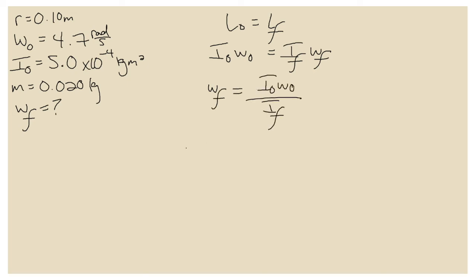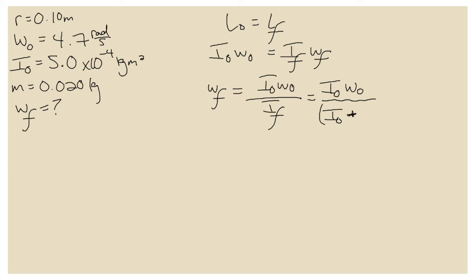Okay. Now we're ready to plug in. But first, we have to change around the equation a little bit. Now, the initial rotational inertia is just that of the record, so we're good. And the initial angular velocity is just that of the record, so we're good. But the final rotational inertia is going to get contributions from both the record and the putty.